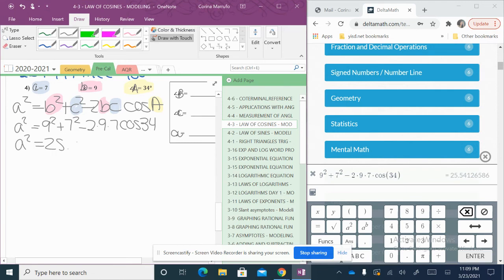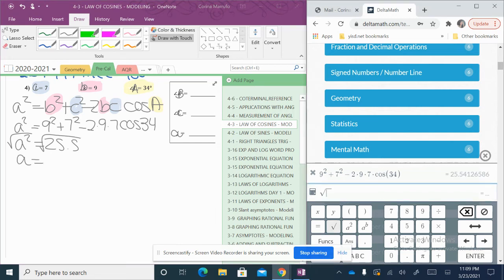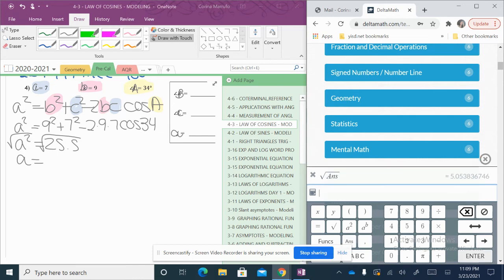Now we're not done with a yet. We do need to take the square root to solve for a. So a equals, in my calculator, I'm going to put the square root, and then I'm going to hit answer so that it uses all the numbers, and we get the most exact answer. So 5.05 would round to 5.1. So here I can fill in the 5.1.